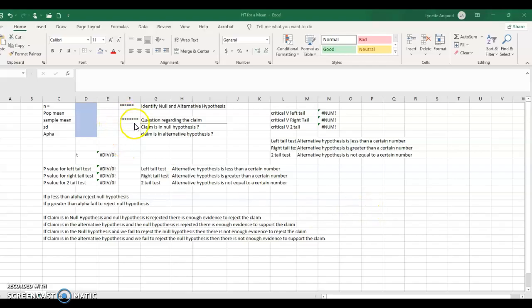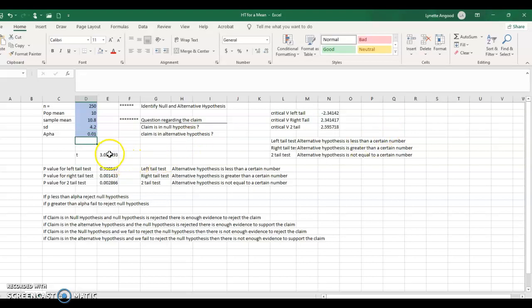So this is our hypothesis test for a mean spreadsheet, where in the blue boxes we enter everything we know. So n is 250, the claimed population mean is 10, our sample mean was 10.8, and our population standard deviation is 4.2. The level of significance alpha that was given is 0.01.